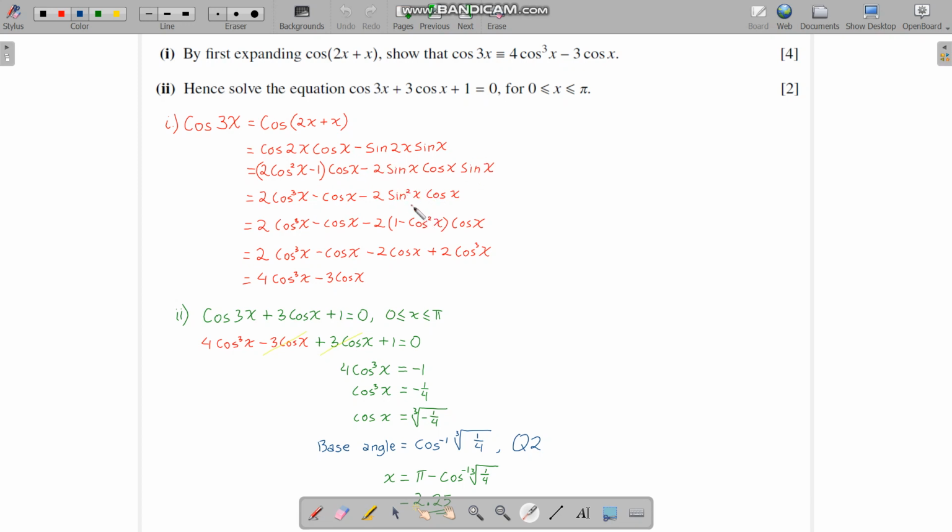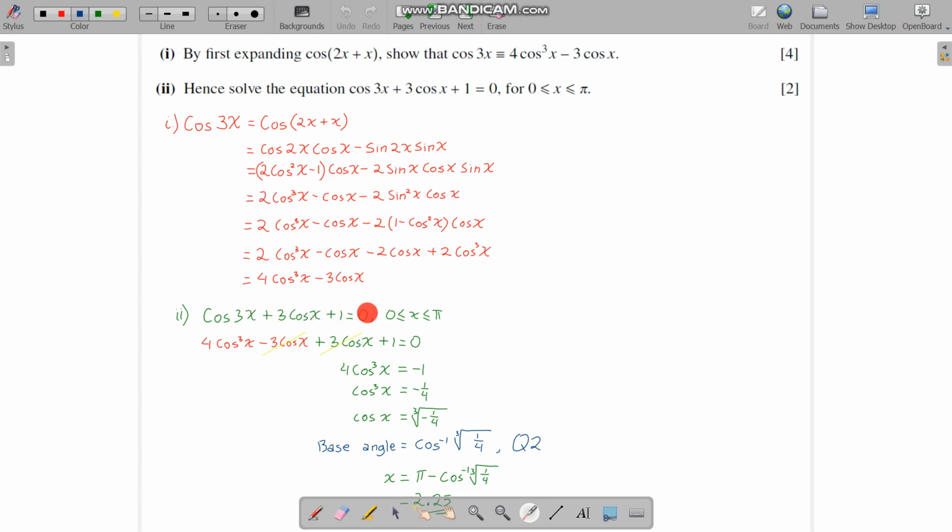We use the Pythagorean identity. Sine squared is equal to 1 minus cos squared, and we multiply by minus 2 by minus 2, minus 2 cos x plus 2 cos cubed x, and we multiply by x, of course, and simplify: 2 cos cubed plus 2 cos cubed, 4, minus 1 minus 2 minus 3.